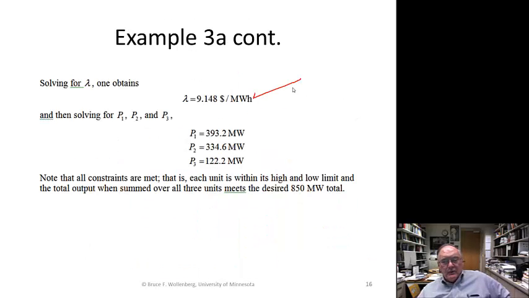Lambda equals 9.1, and this is the solution for P1, P2, and P3. And it turns out that none of these are exactly at max or min. All of the constraints are met. Each unit is within its limits. That's the answer. There's the minimum cost.